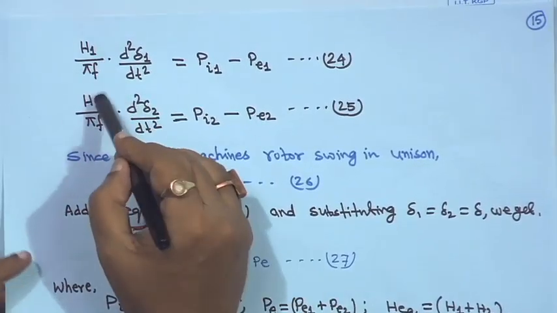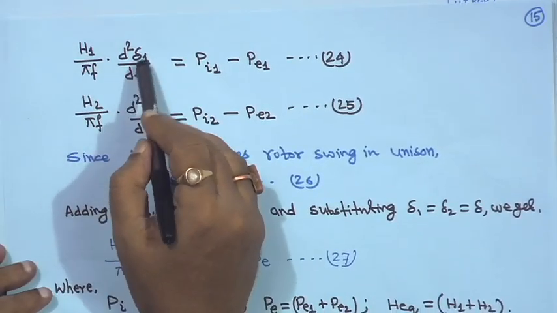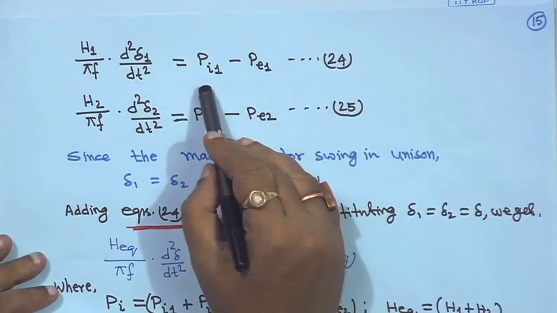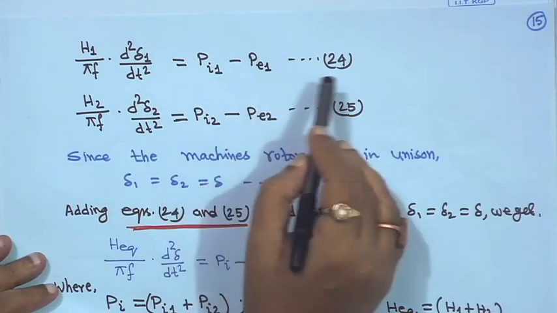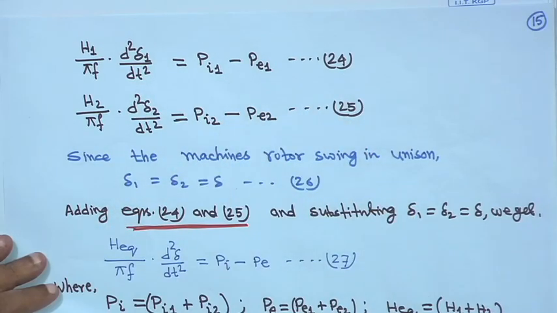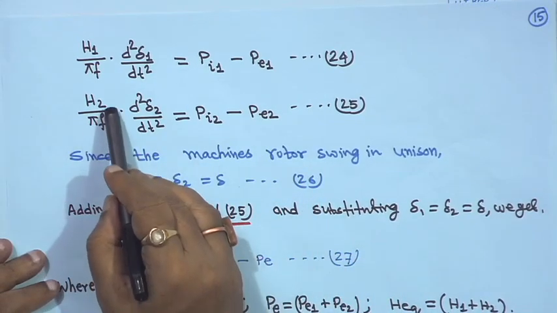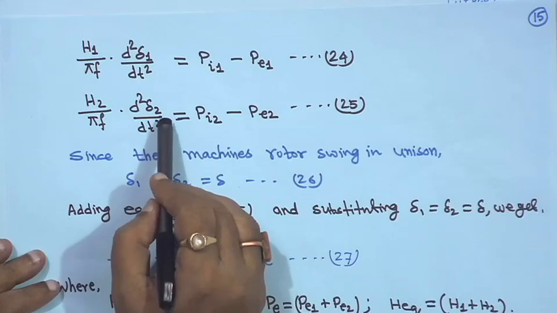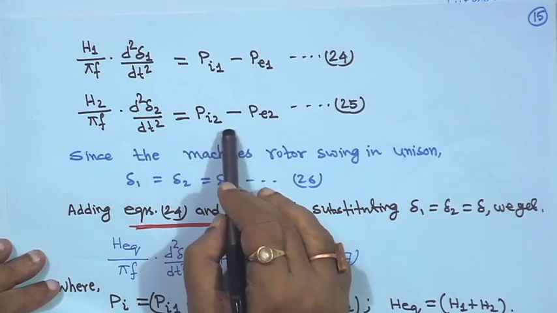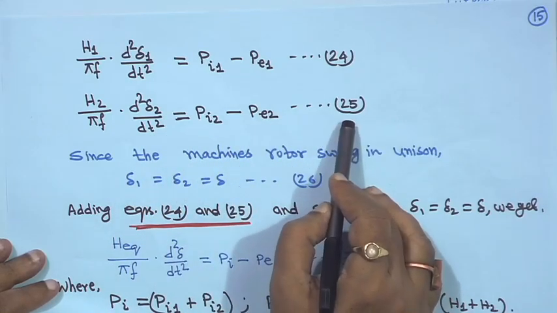you can write H1 upon pi f into d square delta 1 dt square is equal to P_I1 minus P1. This is equation 24 for the first machine. Now, for the second machine you can write H2 upon pi f into d square delta 2 dt square is equal to P_I2 minus P2, that is equation 25.